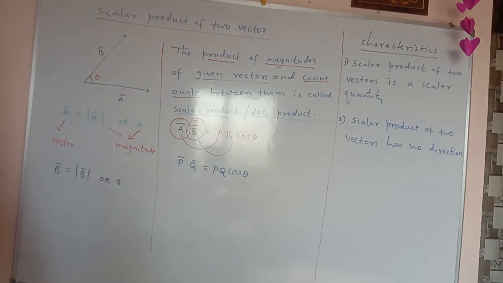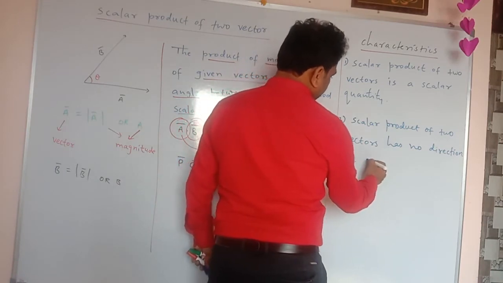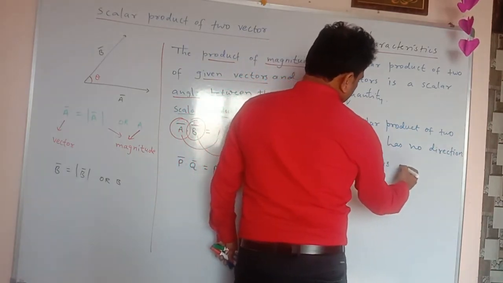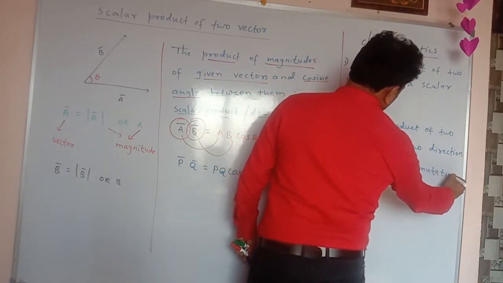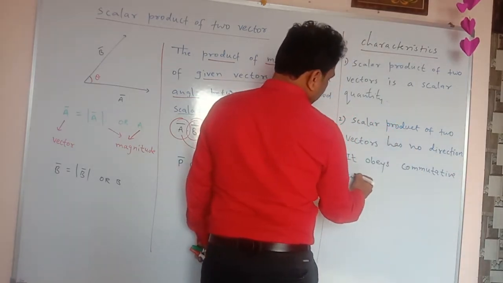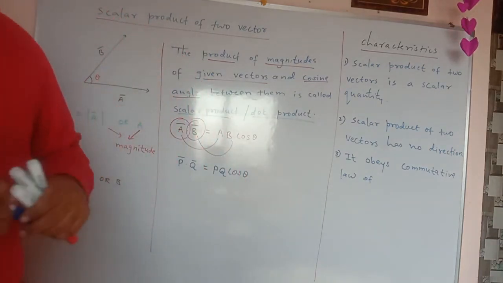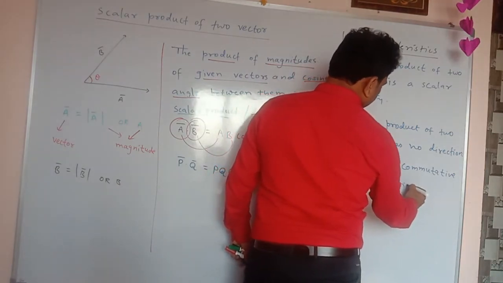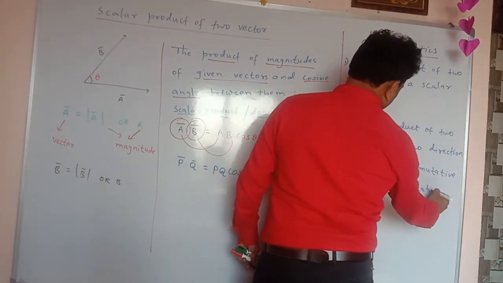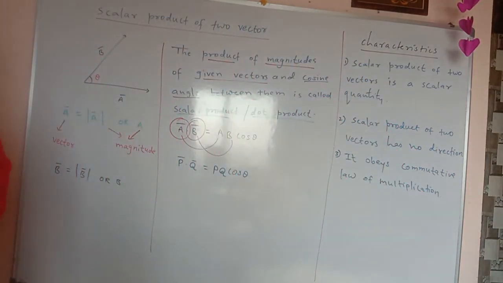Now the third characteristic is that it obeys the commutative law of multiplication. Now what is the meaning of this third characteristic? What does commutative law mean?